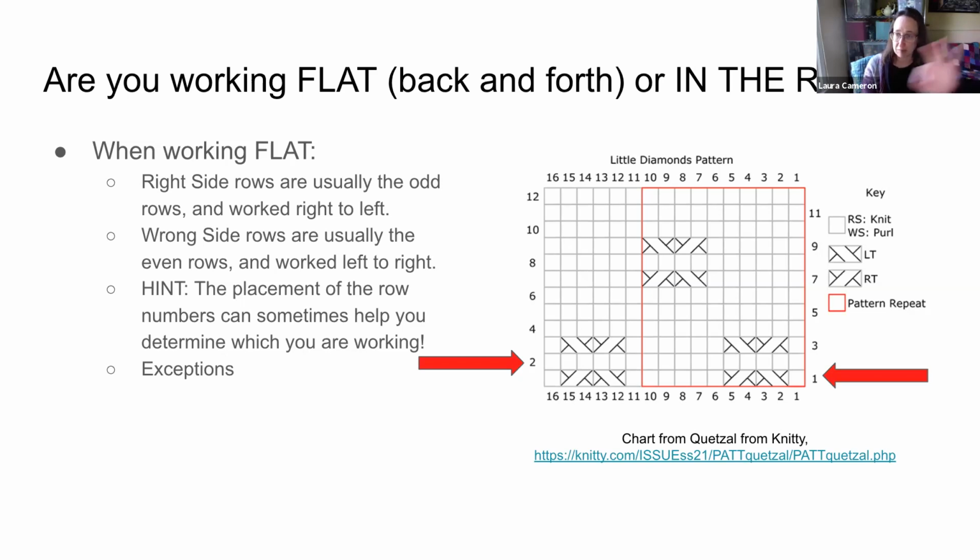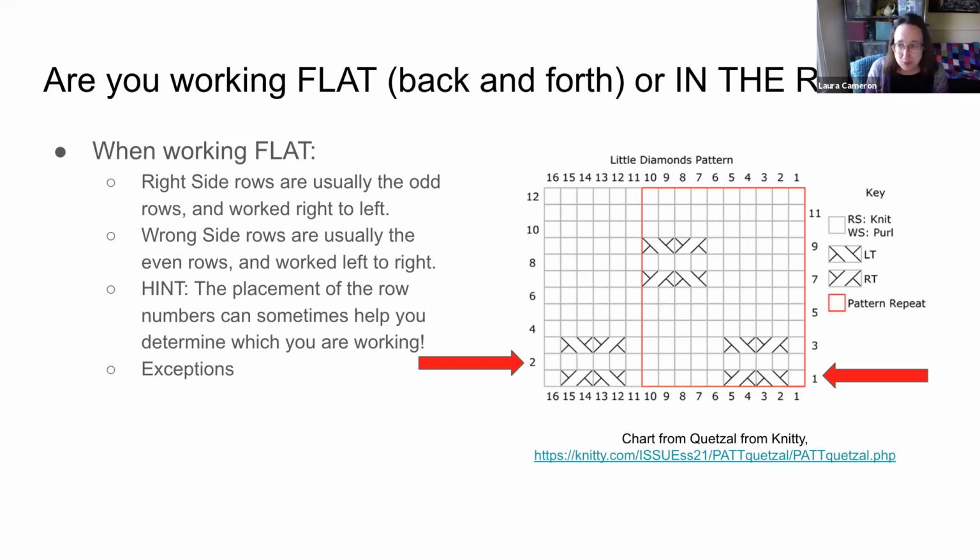So your rows are going back and forth, back and forth. One hint that you can get in determining whether your chart is meant to be knit flat or in the round is that a lot of times they will put the corresponding row numbers on the side where you're supposed to start knitting. So in this case, the 1s are on the right because you're going to knit from right to left, and the even numbers are on the left side because those rows you're going to knit left to right.